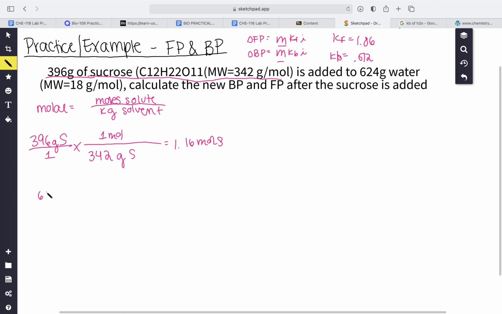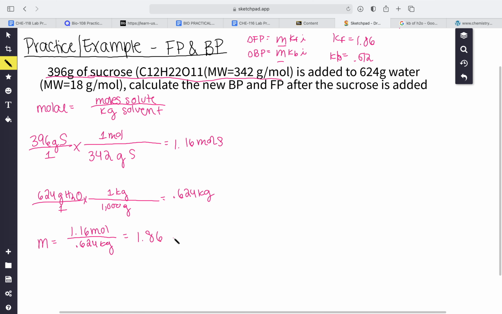And then we're going to convert the solvent into kilograms. The water is 624 grams of H2O, and in 1 kilogram there's 1,000 grams, so this is 0.624 kilograms. All right, finally on to molal. We can do the moles of the solute, 1.16 moles, divided by the kilograms of solvent, 0.624 kilograms. So 1.16 divided by 0.624, and we should get 1.86 molal.